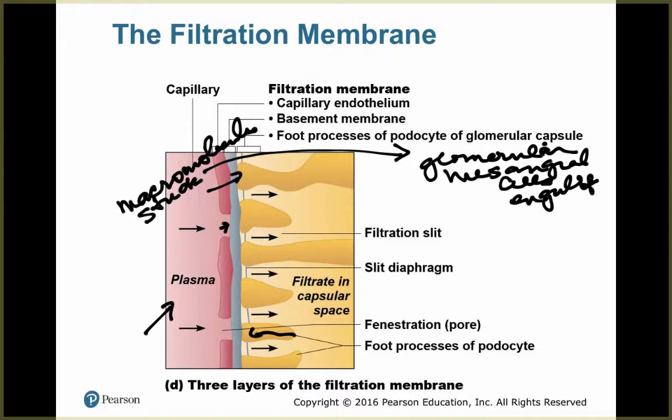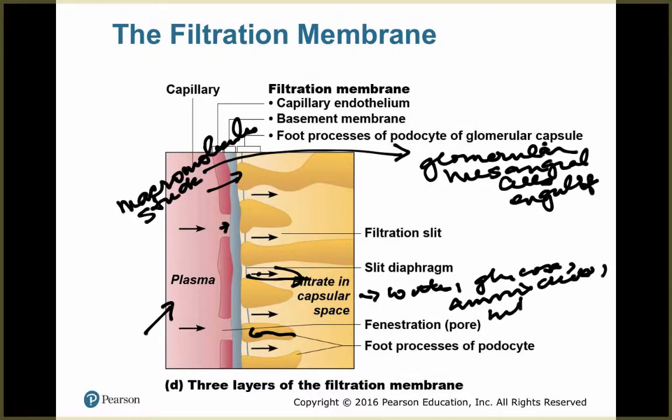Because of this, molecules smaller than about 3 nanometers can pass. When you see what's coming out here, it says filtrate in the capsular space. Basically, you're getting water, glucose, and amino acids, not proteins, because proteins are macromolecules and they're too big. And then you're getting nitrogenous waste.